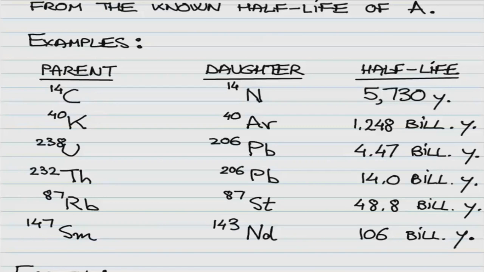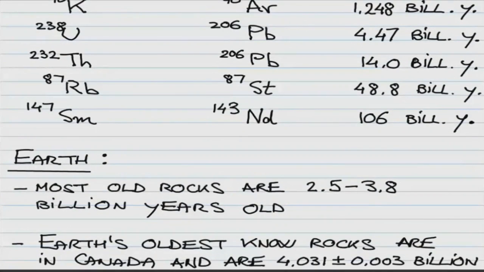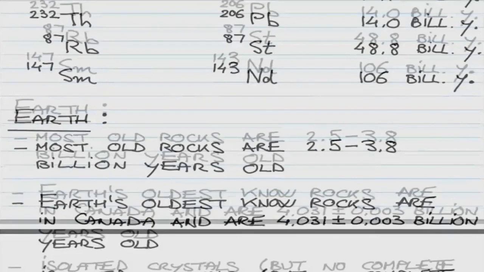So you see that there are tremendous variations in scales. Rubidium-87 transforms into strontium-87 with a half-life of 48.8 billion years, and samarium-147 transforms into neodymium-143 with a half-life of 106 billion years. Okay, so we have quite a range here of half-lives, and you don't stick to a particular radioactive nucleus, but you try to achieve consistency with several of them, right? The result of doing this radiometric dating is that most old rocks on the Earth are between 2.5 and 3.8 billion years old.